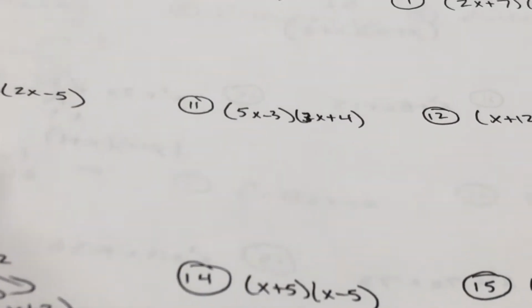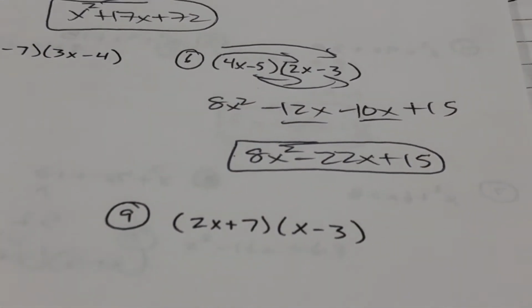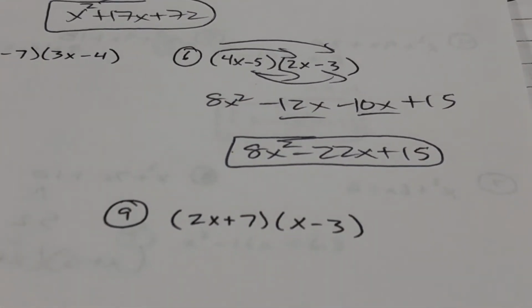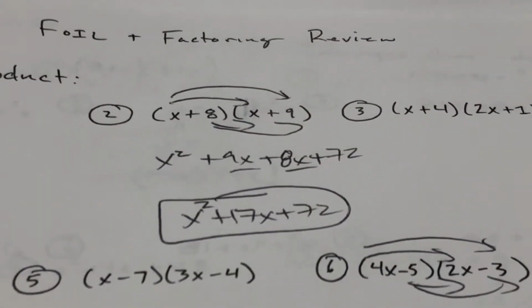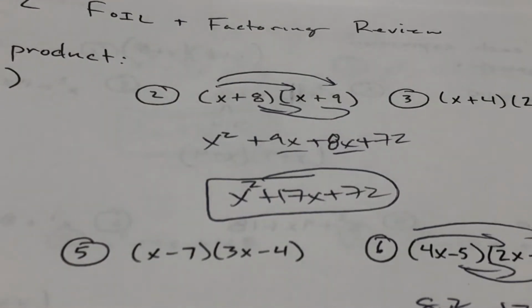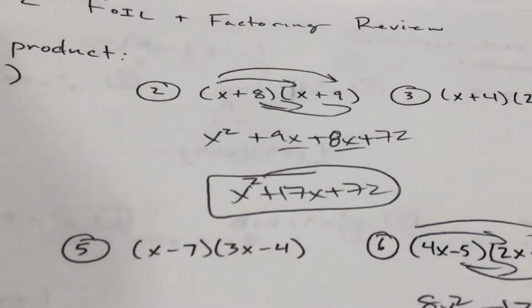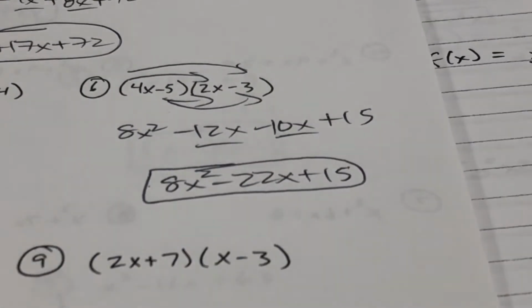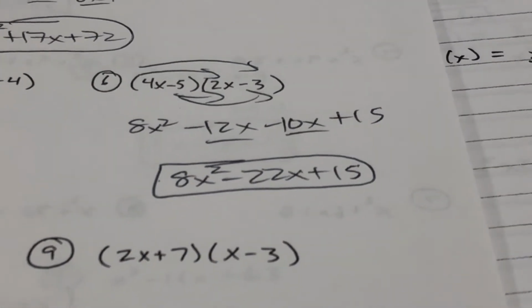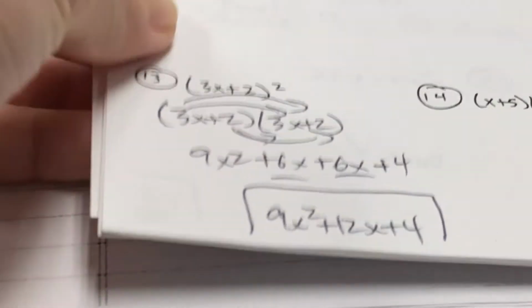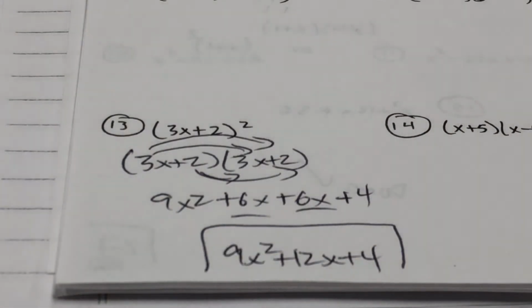All right, the next page, page 26, is one we should have done. It's just foiling, all right? So I'm just going to give you, first off, let's get this right. Here's number 2, first, outer, inner, last. All right, here's number 6, first, outer, inner, last, and then pause this when you ever need to. Here's 13. Just write it twice. Again, practice that trick, folks.